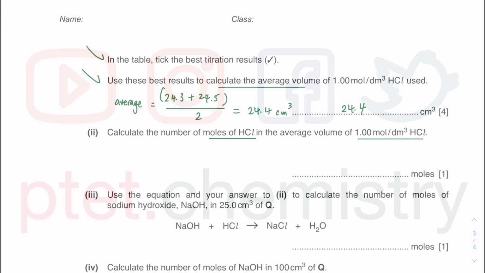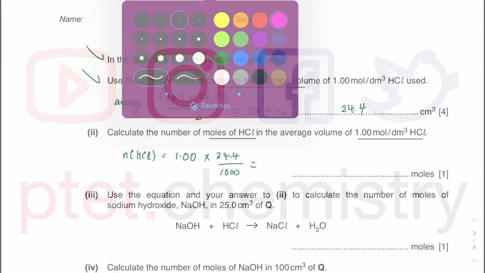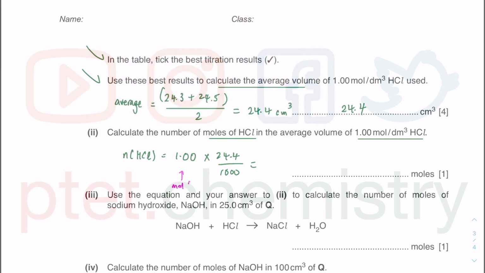So using the average volume, this kind of question always tries to guide you step by step. Try to take their initiative. This is mol per dm3. This is volume in cm3. Number one mistake, do not forget to convert cm3 to dm3 because you know how to follow the units. The units there will be mol per dm3.